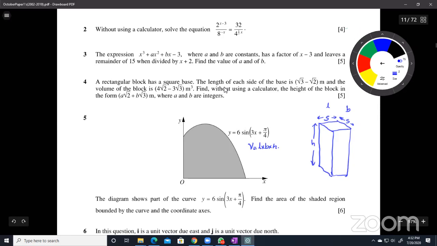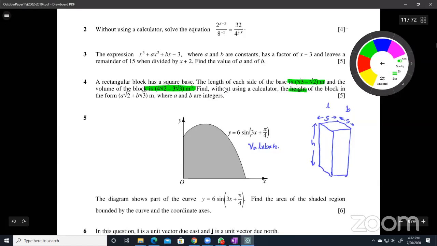And they're telling us the area is a square. So that's the volume of the block. All right, that's the volume of your block there. And they give you the length of each side of the base, which is a square. And all I want you to do is to get the height.